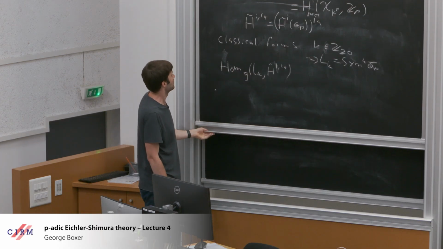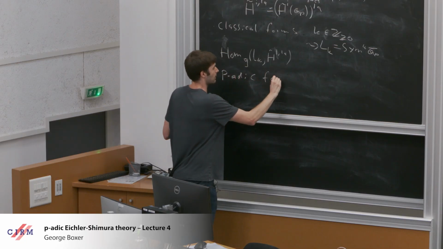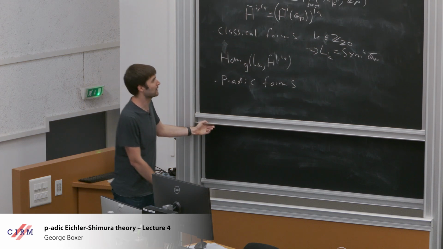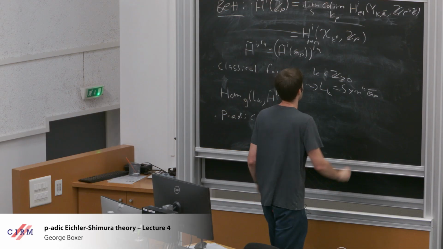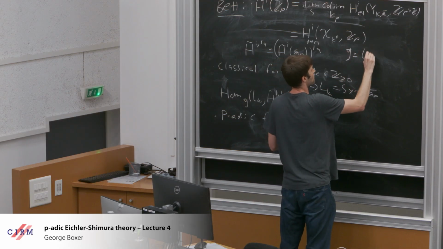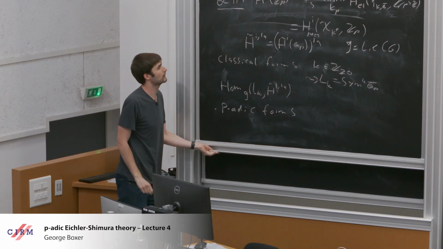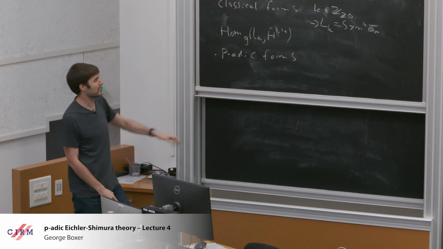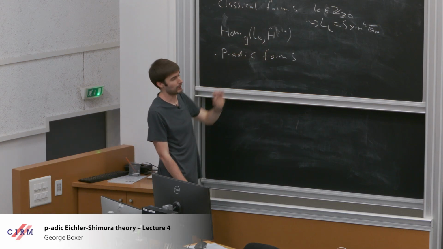And the p-adic forms. Sorry? Small g. Yeah, I'm going to keep using this notation, but yes, g is the Lie algebra. Maybe I should just say that. It's the Lie algebra which acts on the locally analytic vectors. So we're just going to take another representation of the Lie algebra.